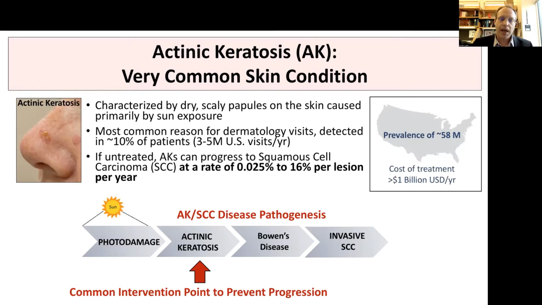cell carcinoma. There's a number of numbers out there depending on which study you look at, but in general, the rate at which the actinic keratoses progress to squamous cell carcinoma is thought to be anywhere from 0.025% to 16% per lesion per year. We constantly in dermatology advise our patients to wear sunscreen, hats, sun protective clothing to try to intervene at this photodamage stage. But from a therapeutic standpoint, one of the most common points that we try to intervene in the clinic is at the actinic keratosis stage, because we want to prevent progression to in situ or invasive squamous cell carcinoma.